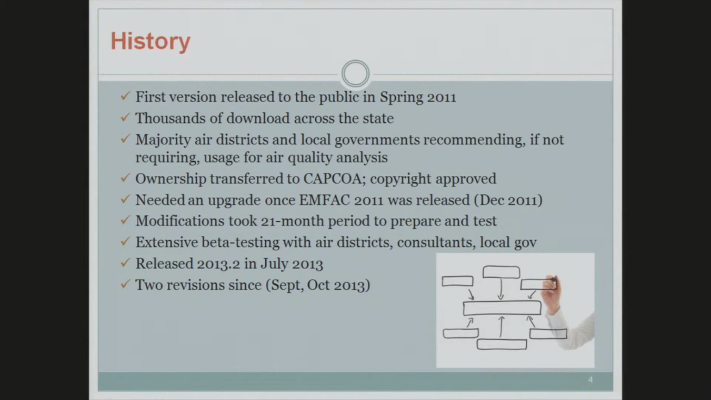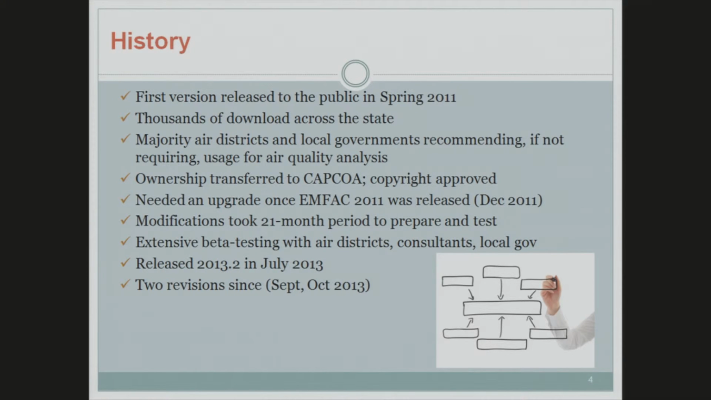Okay, what's a little history? Let's catch up here. The first version was released back in spring of 2011. We have thousands of downloads from across the state on that version. At this point, a majority of the air districts and a number of local government agencies are recommending the usage for their air quality analysis. Some are actually even requiring it.